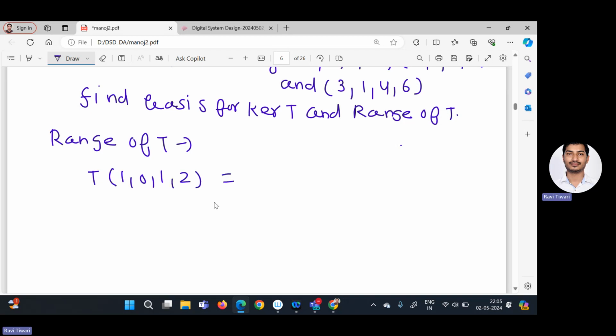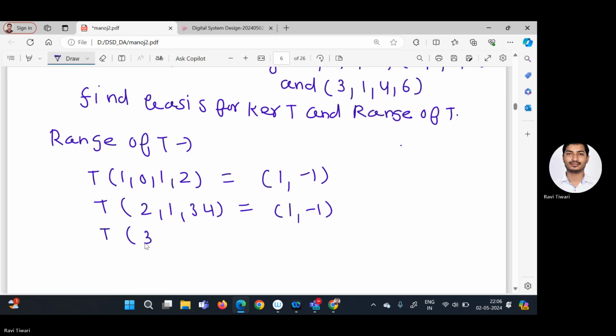This time, just keep in mind that we are not going to calculate the image of the standard basis of R power 4. We have to apply the given vectors. T of (1, 0, 1, 2) will be (1, -1). Similarly, T of the second vector (2, 1, 3, 4) will be (1, -1). The third vector is given as (3, 1, 4, 6), so its image will be (2, -2).